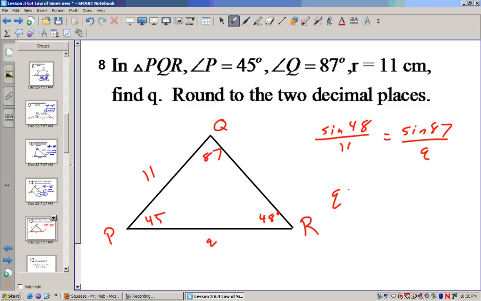So Q is equal to 14.78 centimeters. This one actually has units. Wonderful.